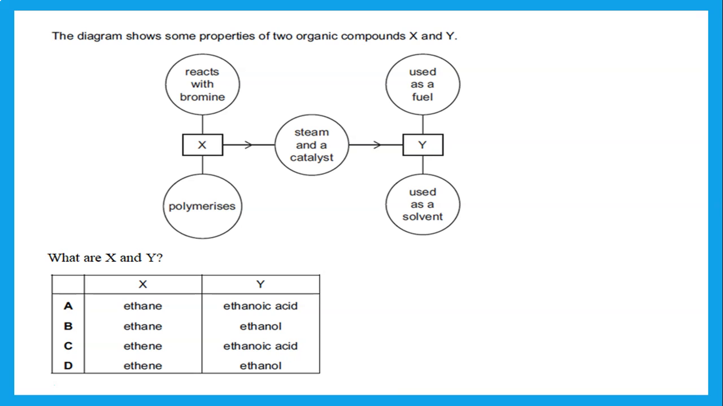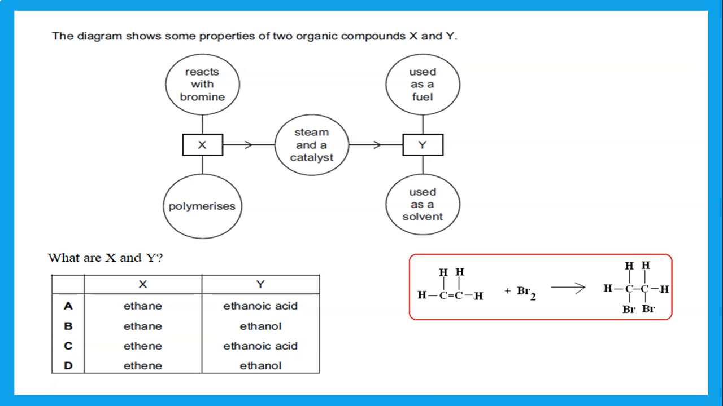The diagram shows some properties of 2 organic compounds, X and Y. What are X and Y? Well, let's take a look. X is something that I can use to make polymer, and it is something that reacts with bromine, and we said anything that reacts with bromine must be an alkene. Remember, adding bromine water, turning it from reddish brown to colorless, that is the test for alkene. So X is ethene, not ethane. And then the ethene, we said I can do hydration. So I can add water to the ethene to form ethanol.